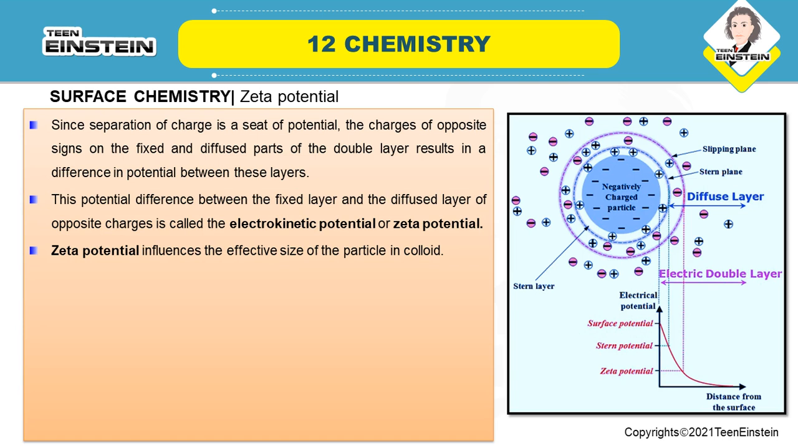Zeta potential. Now when there is separation of charge, obviously some potential will be generated. As we have separation of opposite charge in the electrical double layer, obviously there will be generation of potential. Since separation of charge is a seat of potential, the charges of opposite signs on the fixed layer and the diffused layer of the double layer will result in a difference in potential between these layers. Now the potential difference between the fixed layer and the diffused layer, because these two carry opposite charge, is called zeta potential or electrokinetic potential.